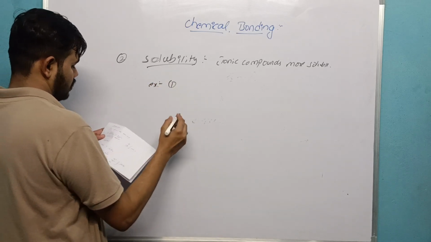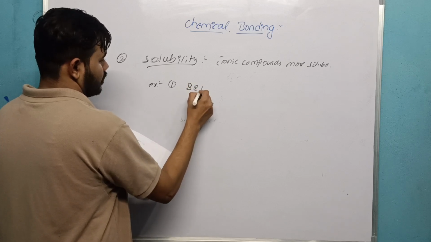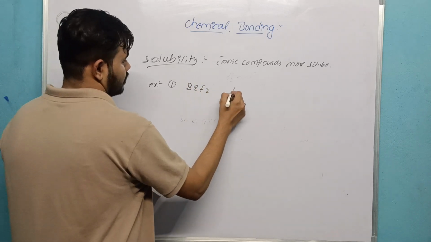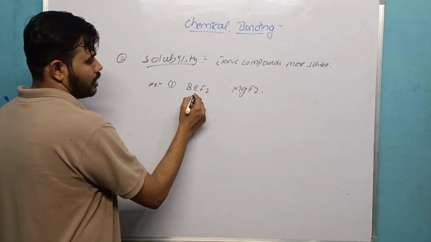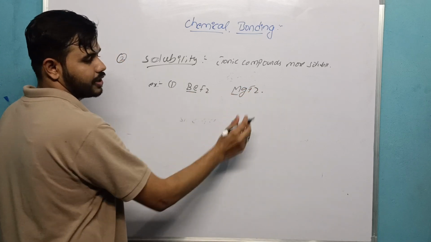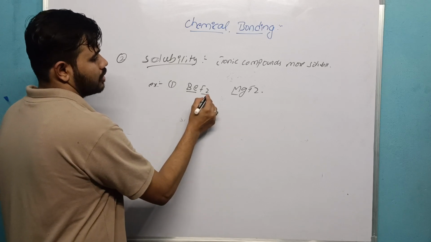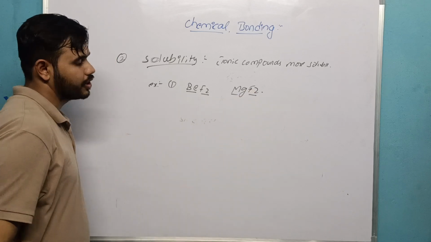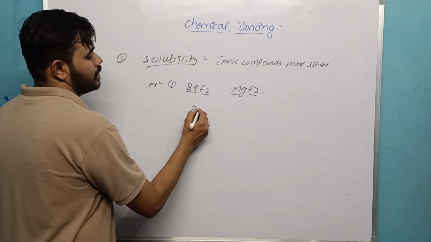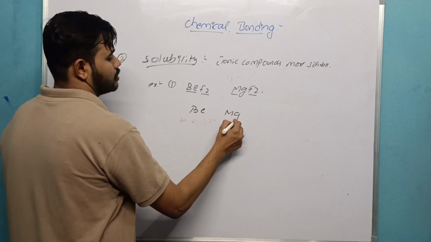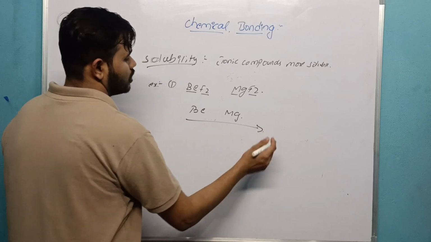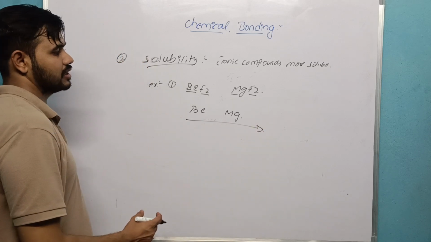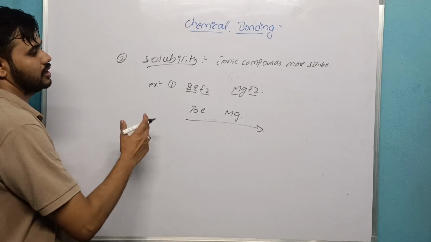Example 1: BeF2 and MgF2. Here, first of all, see here, the cation is different, beryllium and magnesium, but the anion is the same, fluorine, right? Now take beryllium and magnesium. They belong to the same group. As we move down the group, we know that size increases, but we are not talking about size here.